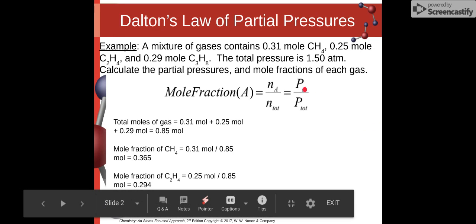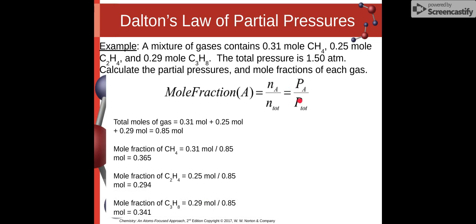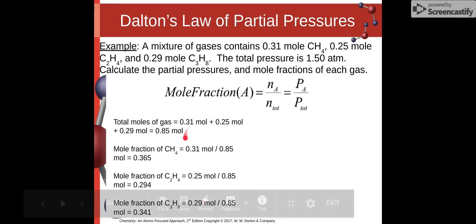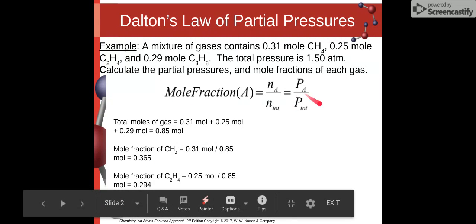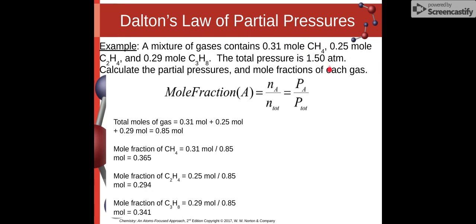If we look at this expression right here, we can see that the partial pressure of a gas divided by the total pressure is equal to the mole fraction of that gas. We now know the mole fractions, and we know the total pressure because that's given to us here. So we can rearrange this expression by multiplying both sides by the total pressure. That means the partial pressure is equal to the total pressure times the mole fraction. What fraction of that mixture is a particular gas? And now we have all of the information that we need.